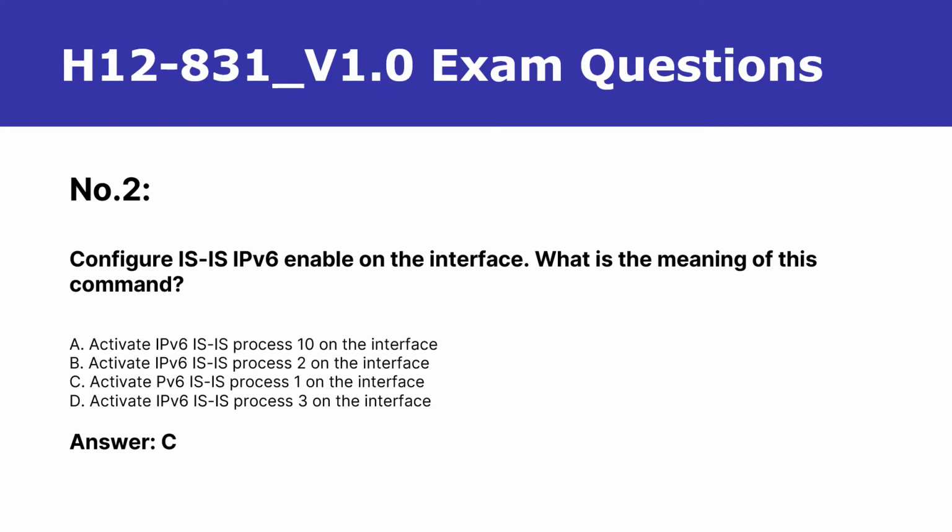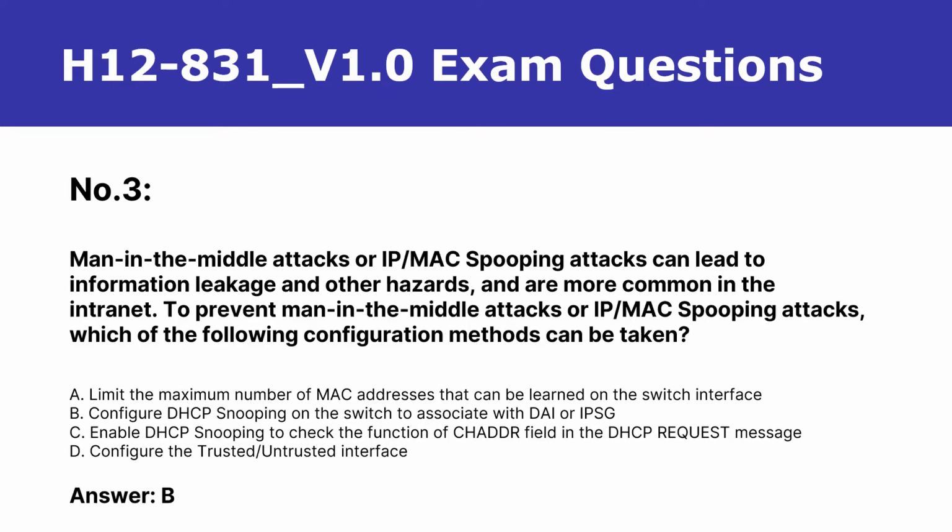Configure as IPv6 enable on the interface. What is the meaning of this command? A. Activate IPv6 as process 10 on the interface. B. Activate IPv6 as process 2 on the interface. C. Activate IPv6 as process 1 on the interface. D. Activate IPv6 as process 3 on the interface. Answer. C. Number 3.